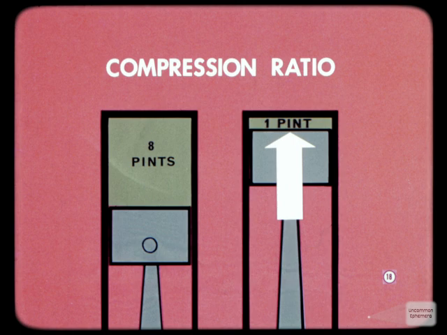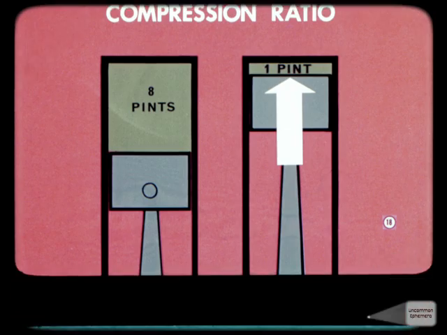Frame 18. Compression ratios tell us how much the fuel-air mixture is compressed by volume. When the piston is at the bottom of its stroke, let's say the amount the cylinder will hold is 8 pints. As we move the piston to the top of its stroke and again fill the cylinder, it holds only 1 pint. The ratio is 8 to 1. Air in this engine is compressed to 1/8 of its former volume by the moving piston.